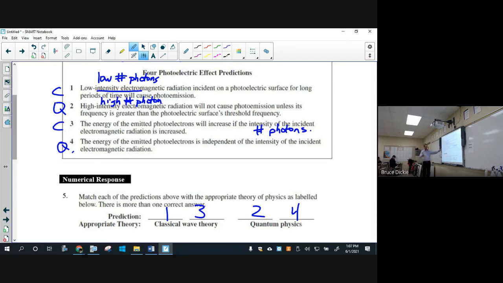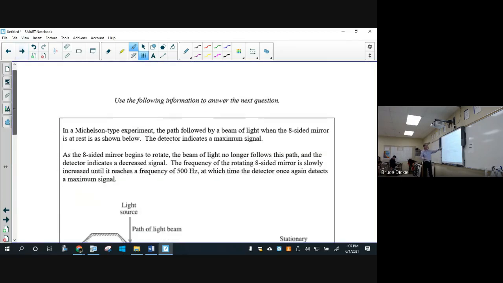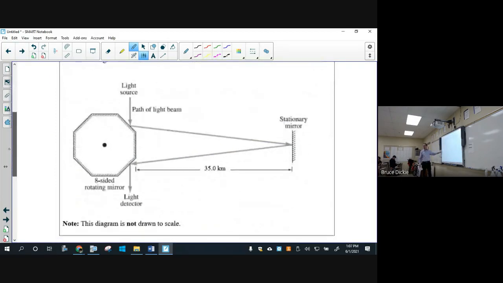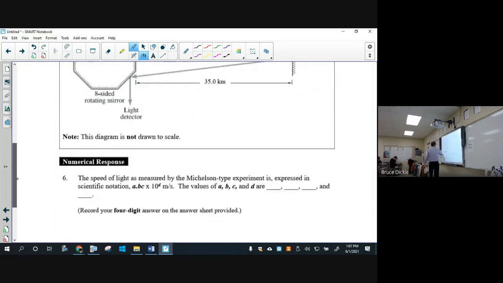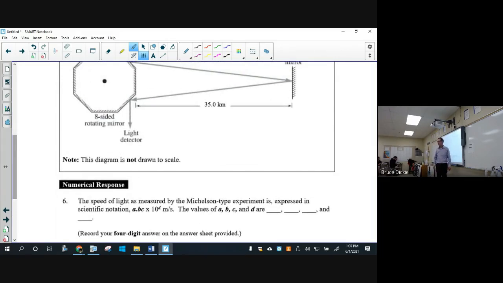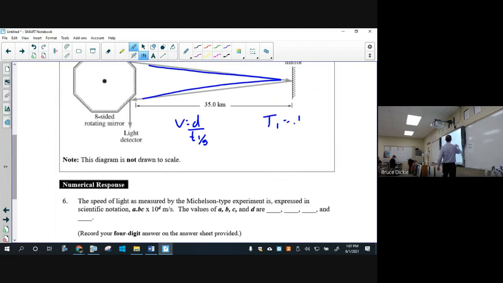All right, next one. Numeric response number 6. You're going to get one of these for sure on tomorrow's test and on your final exam too. Nice thing about these, they're all the same. Get this right tomorrow, please. There's no tricks to it. It's just like this question. 2 equations, always. v equals d over t, t 1/8, the time for 1/8 of a rotation, or the time that it takes the light to go there and back. Period T, time for 1 complete rotation.